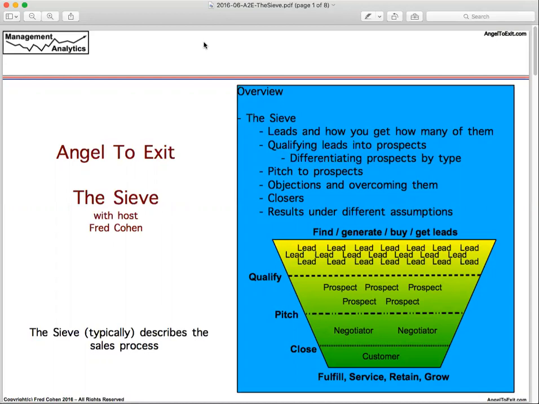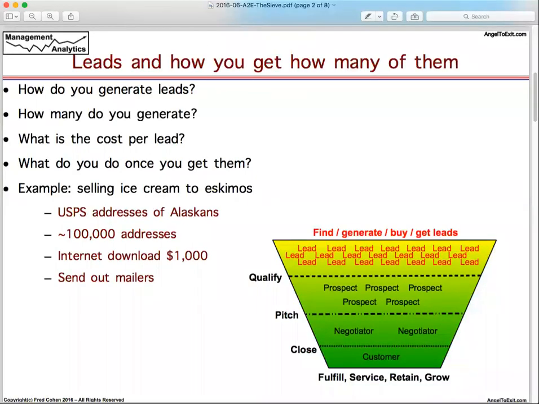The sieve is typically used to describe the sales process, and you can see a sieve over on the right to get a sense of how this works. The sieve starts by getting leads. The questions that a typical investor is going to want to know are how many leads are there? How many can you generate through what process? What's the cost per lead? They're going to want to know what you do once you get a lead.